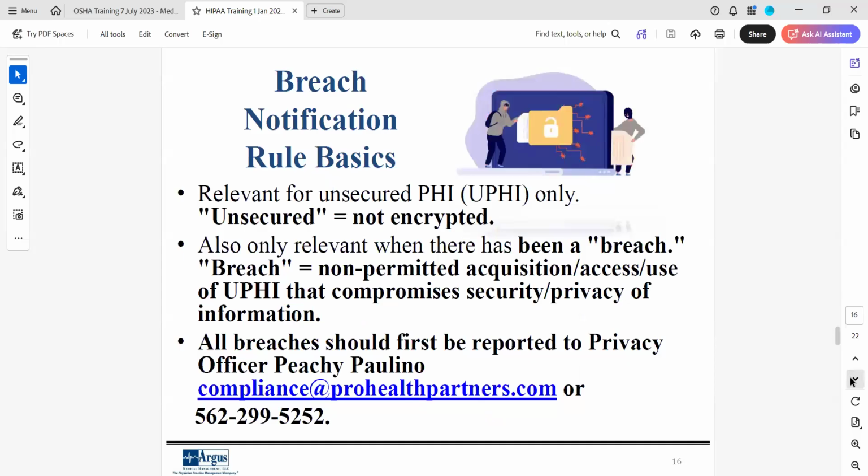Breach notification. These are the basics. Relevant for unsecured PHI only. Unsecured is not encrypted. Also, only relevant when there has been a breach. A breach is non-permitted acquisition, access, or use of unsecured protected health information that compromises the security and the privacy of the information. All breaches should be reported to your privacy officer.